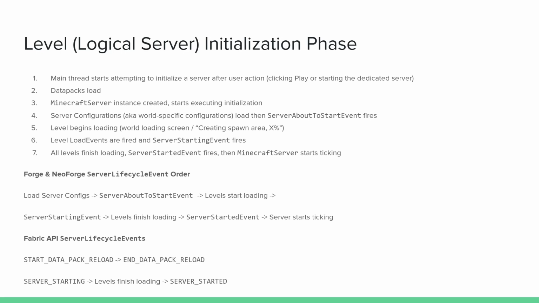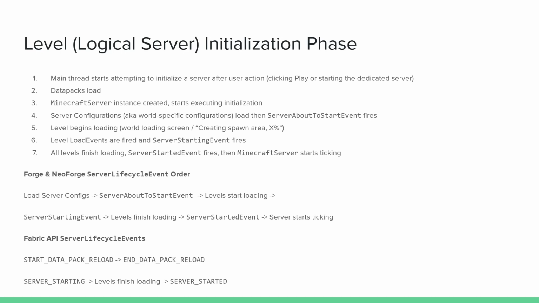And then the Minecraft server instance gets created. Minecraft server is a class in the game, and then starts executing its initialization code. And then right in those initialization functions, Forge starts loading its server configurations, which are per world configurations. So anything that's not a common or client configuration, those get loaded during the game initialization phase. And then after those server configurations load, Forge fires the server about to start event. So this is all for Forge. Fabric is a little bit simplified because it doesn't have a config system, so the distinction doesn't matter.